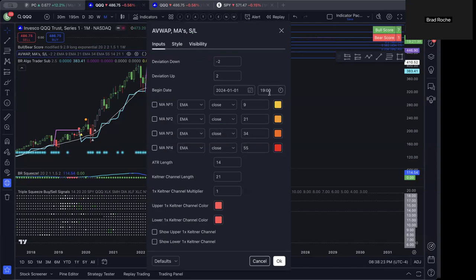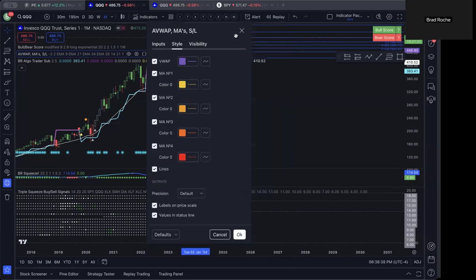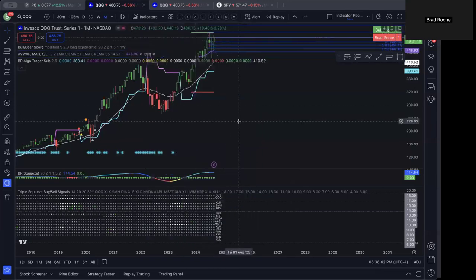By the way, every single thing that you see in here, I have full video trainings when you get the indicator that break down all of this in depth, even more than I'm doing now. Here you can add moving averages, the anchored VWAP, and then a custom stop loss indicator, which is also included in here. And that comes with the lifetime as well.